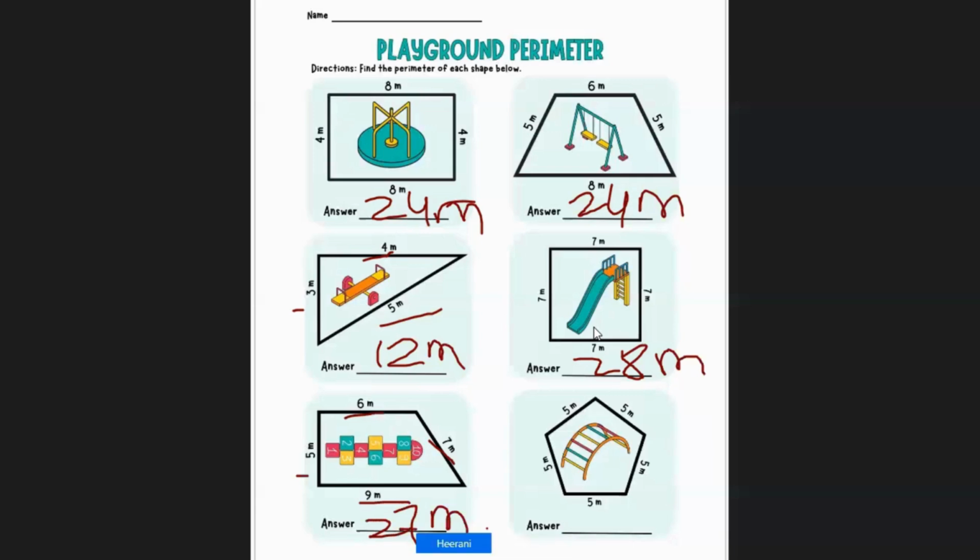Moving to the last shape, which is a pentagon. Why is it a pentagon? Because it has 5 sides. If you look at all the 5 sides, the length of all 5 sides is the same, which is 5 meter. So if we add all of it, it's 5 plus 5 plus 5 plus 5 plus 5, which is also equal to 5 times 5, which is going to give us 25 meter. So the perimeter of this shape is going to be equal to 25 meter.